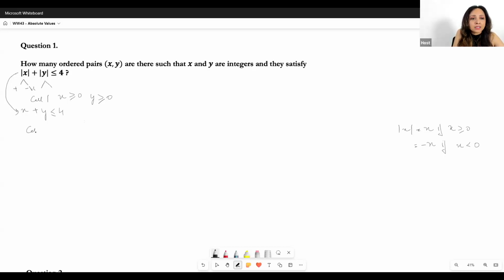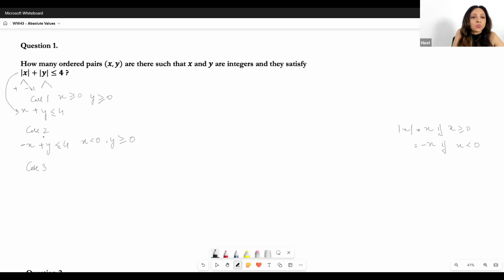Then I have my case 2. What is my case 2? It is minus x plus y is less than or equal to 4. And how did I get this? Because x can be negative also and I have to take that case as well. So when x is negative but y is positive or 0, instead of mod x, I write minus x, and instead of mod y, I just write y. Again, this is also the equation of a line. I can handle it, no worries.